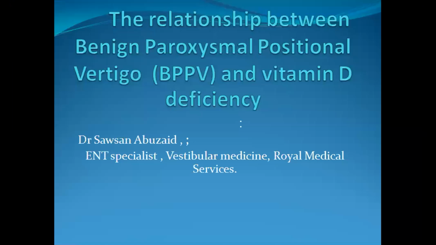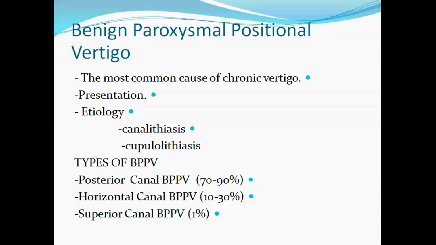I will start our talk about the relationship between benign paroxysmal positional vertigo and vitamin D deficiency. Benign paroxysmal positional vertigo is the most common cause of chronic vertigo. The patient presents with recurrent attacks of positional vertigo that last for seconds. It's related to different head movements. The patient may have associated nausea and vomiting during the attacks. He may be normal or may have imbalance in between the attacks.